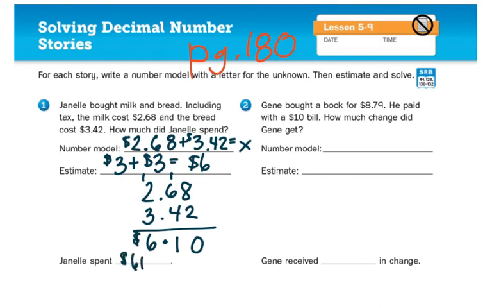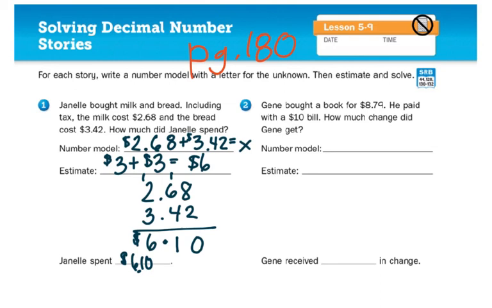Now, if I didn't put in the decimal, it would be she spent $610. Would you ever pay $610 for milk and bread? No, so you need to make sure that decimal point is right where it needs to be.